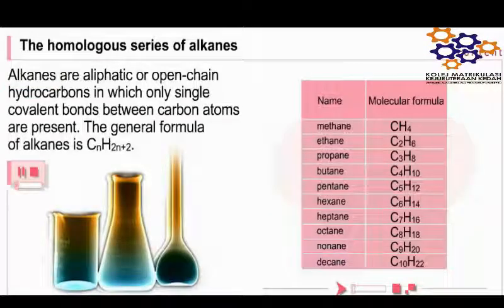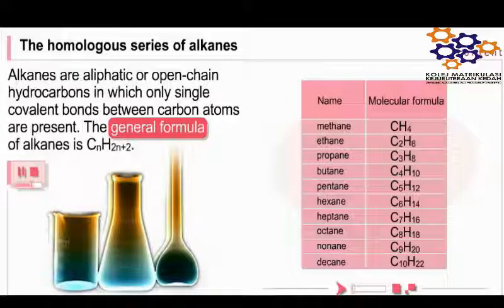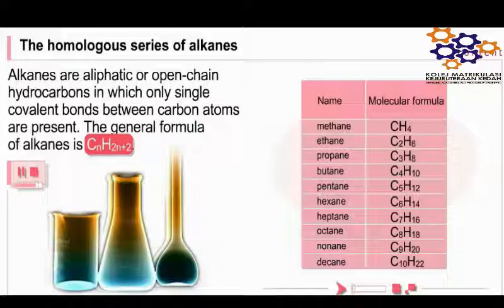Alkanes are aliphatic, or open-chain hydrocarbons, in which only single covalent bonds between carbon atoms are present. The general formula of alkanes is CnH2n+2. The names and molecular and structural formulas for the first 10 alkanes with straight chains are shown in the table. Notice that these alkanes form a homologous series.